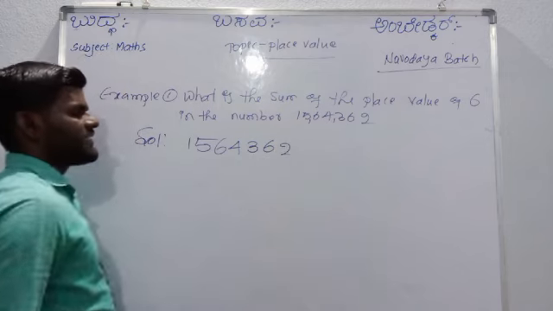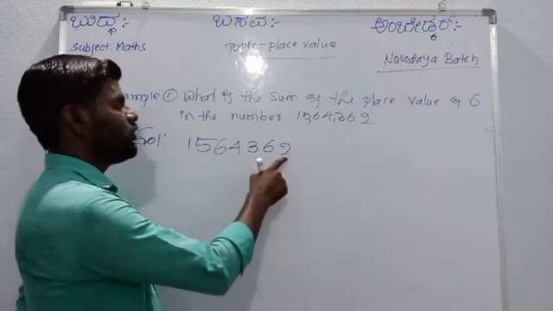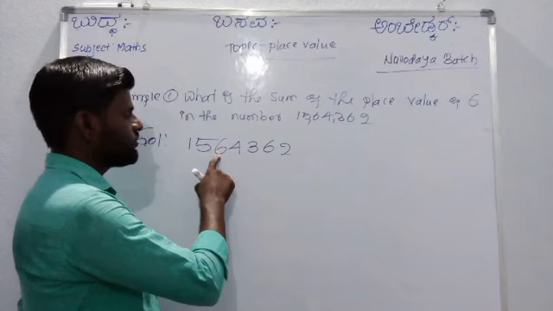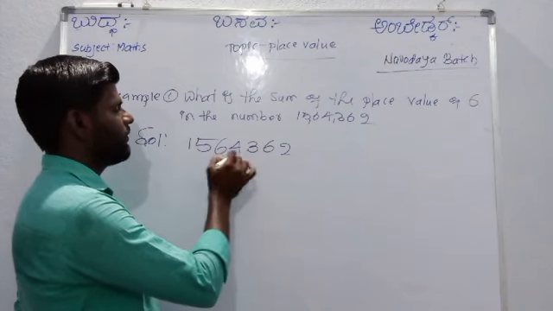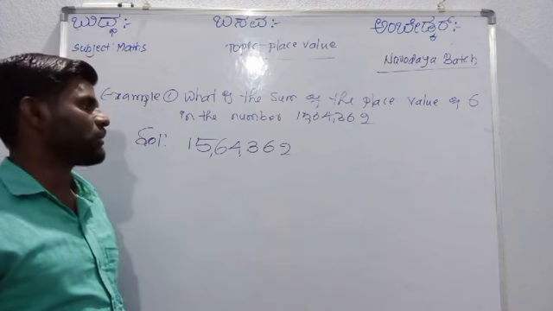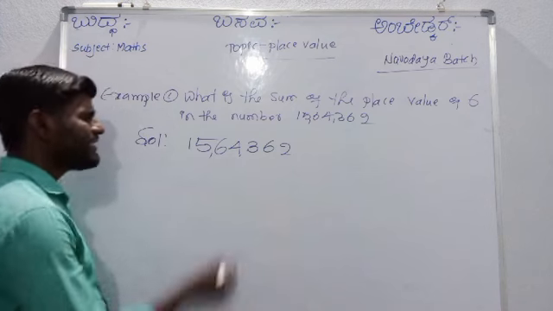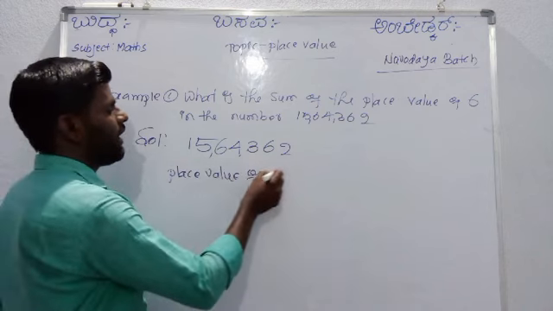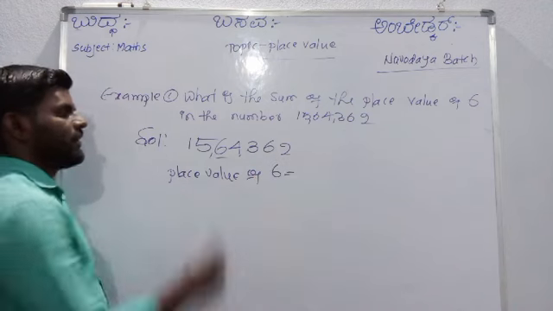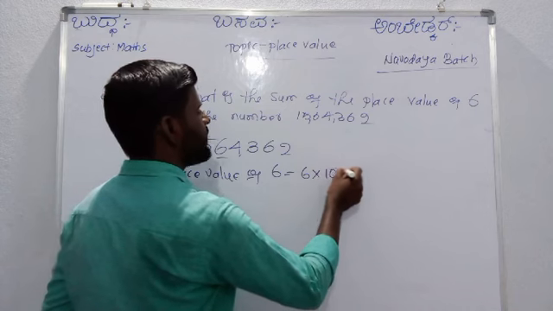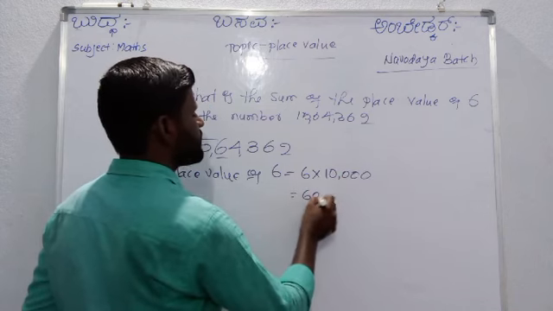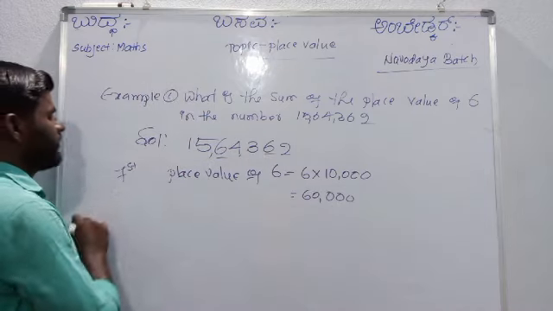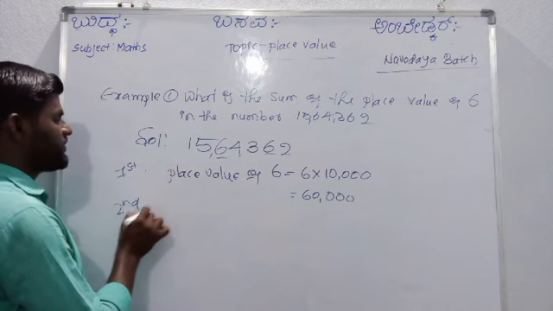15,64,362. Yes, as we know, dear students, the place value chart: unit, 10, 100, 1000, 10,000, lakh, 10 lakh. Place value of 6, the first 6, is in the 10,000 position. 6 into 10,000, you will get 60,000. Come to the next 6, the second 6 here.